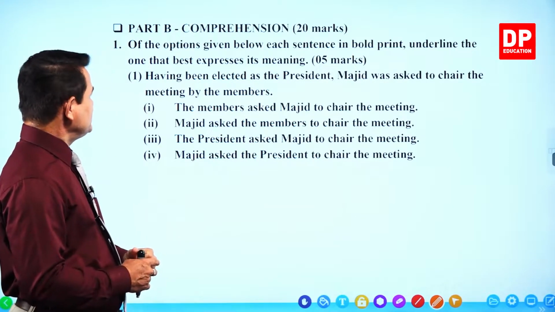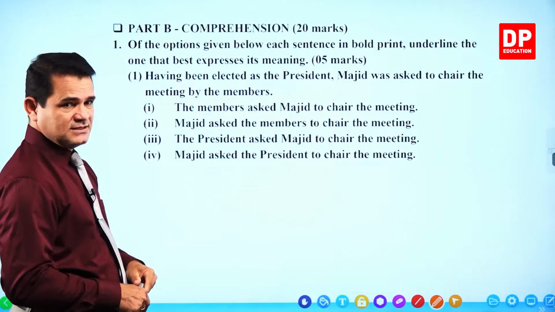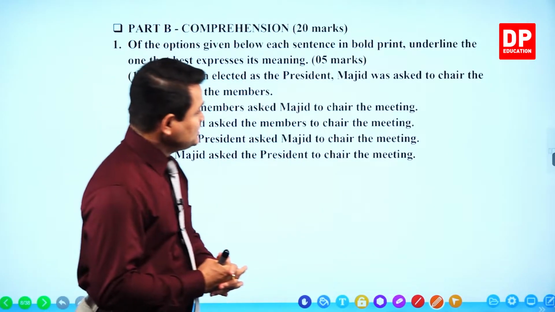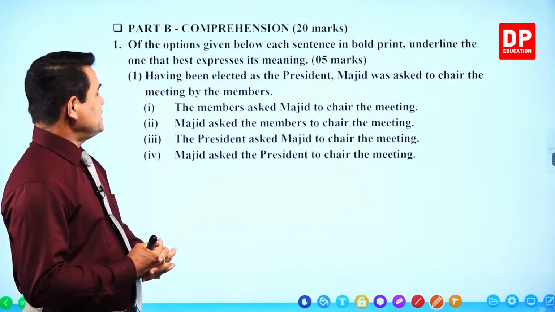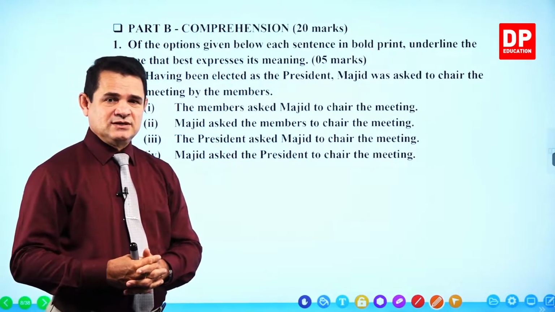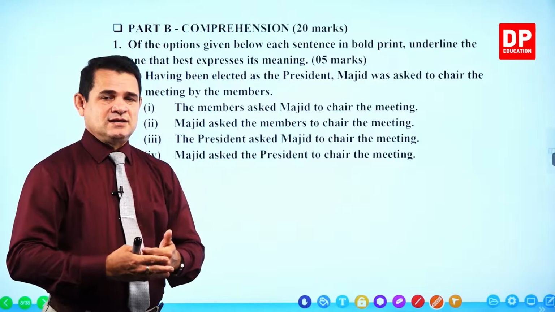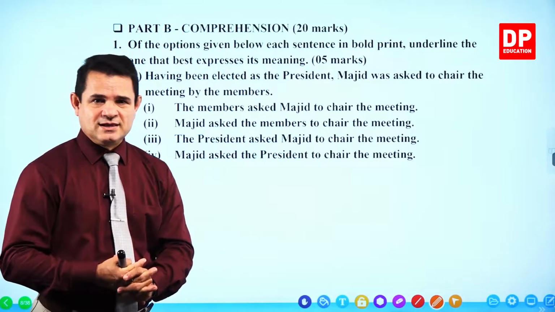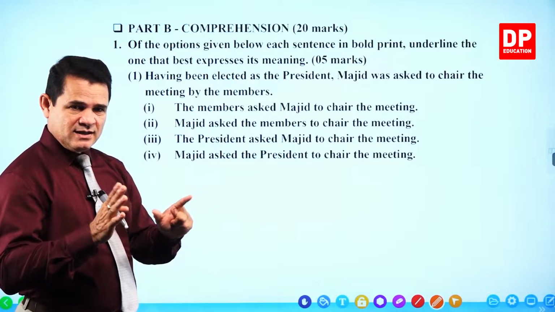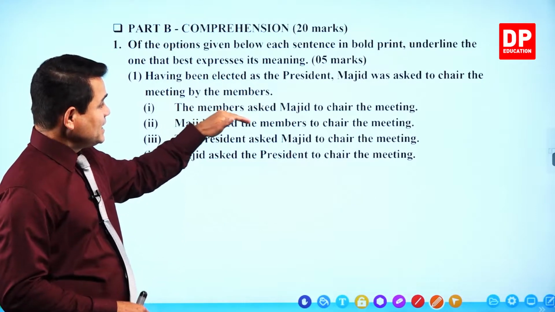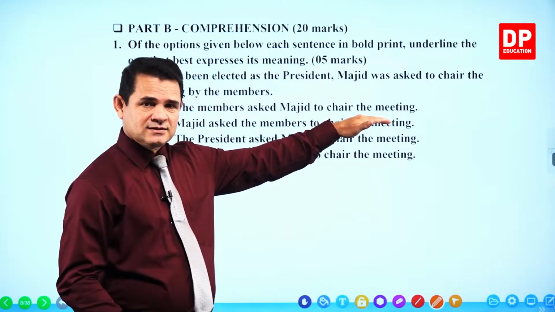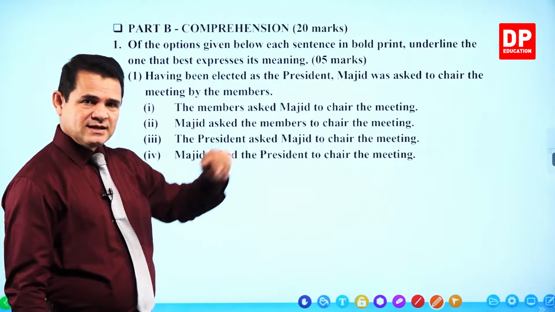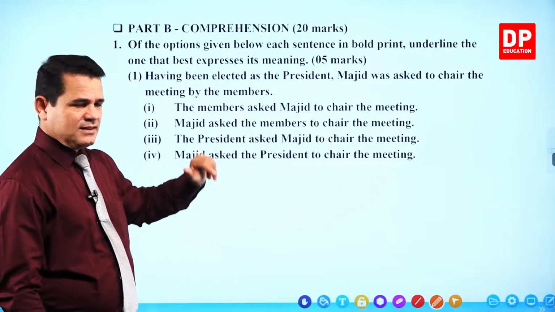Now let's see. First one. Having been elected as the president, Majid was asked to chair the meeting by the members. That is the meaning. Let's see which of these says that. The members asked Majid to chair the meeting. Same meaning. Let's read the others as well.